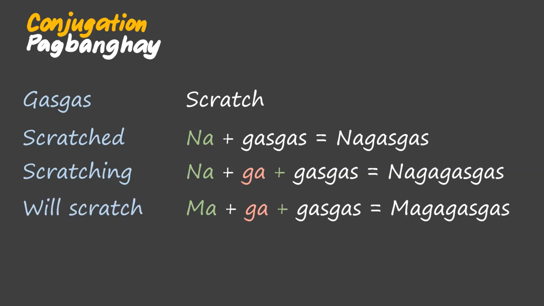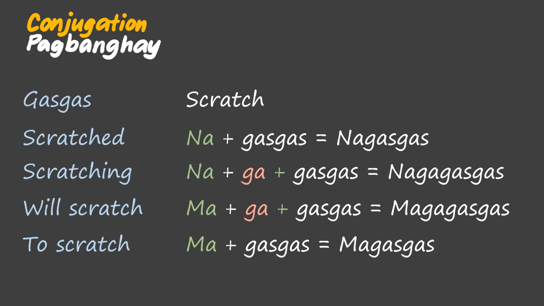Will scratch, we use ma as a prefix plus the first two letters of the first syllable of the root word, ga, plus the root word. So, magagasgas. To scratch, the imperative form, we use ma as a prefix plus the root word, magasgas.